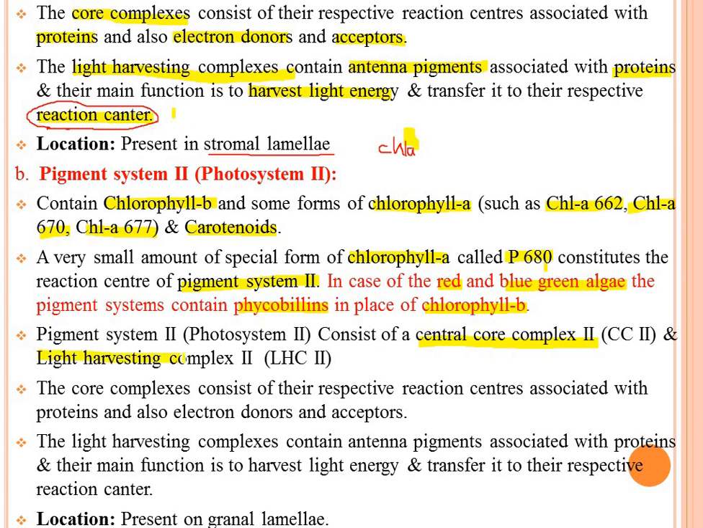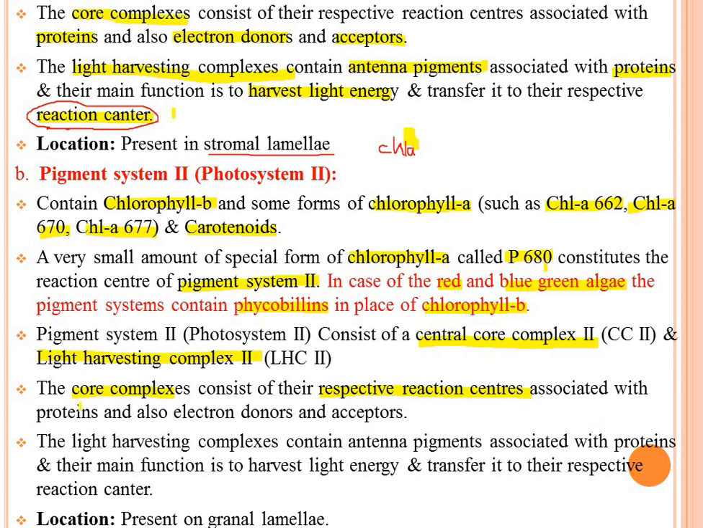This we studied in photosystem 1. Photosystem 1 consists of central core complex 1 and light harvesting complex 1, while photosystem 2 consists of core complex 2 and light harvesting complex 2. The core complex contains the respective reaction center. In photosystem 2, that is designated as P680, means the chlorophyll A that absorbs light of 680 is the main reaction center.